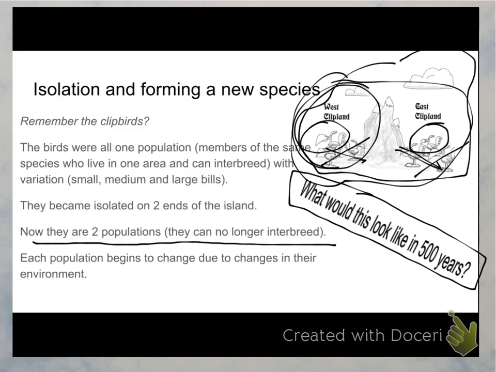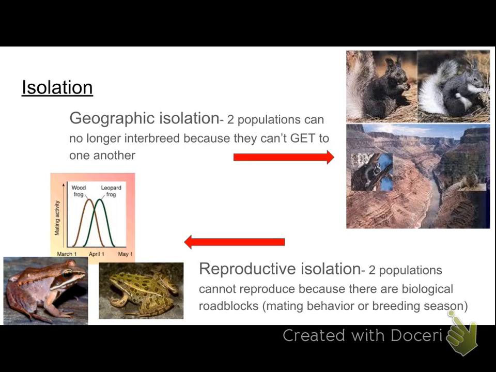we have the East and the West looking really different. After 500 years, do you think that they might look even more different than that? It's quite possible. Depends on what the environment there does. So after 500 years, we might actually have two different species that could not breed with one another. It's possible. So there are two major kinds of isolation, and the clipbirds is an example of the first kind. Geographic isolation. What does geographic mean?